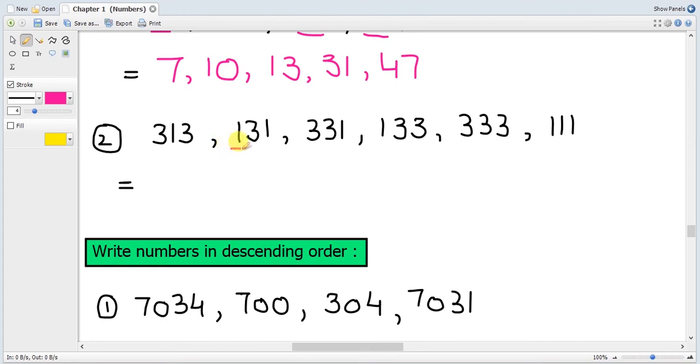So we have to start with 1. In this sequence, how many numbers start with 1? This is also 1 and this is also 1. Now look at the last two digits. This is 31, this is 33, and this is 11. Which is the smallest? 11 is the smallest, so we write 111. We are done with this. Then is 31 smaller, or 33? 31, so we write 131.